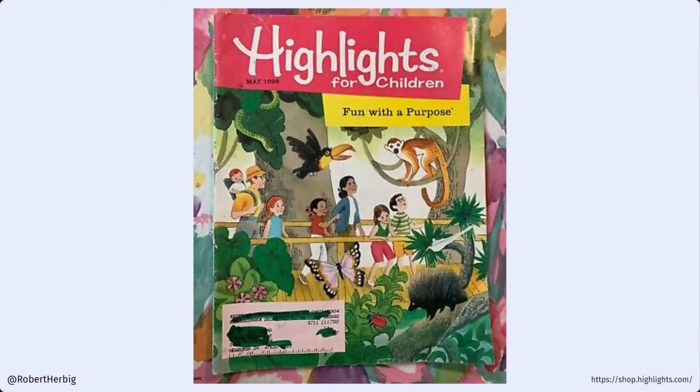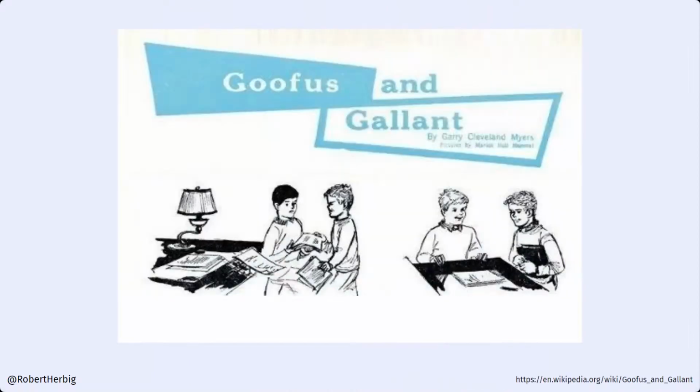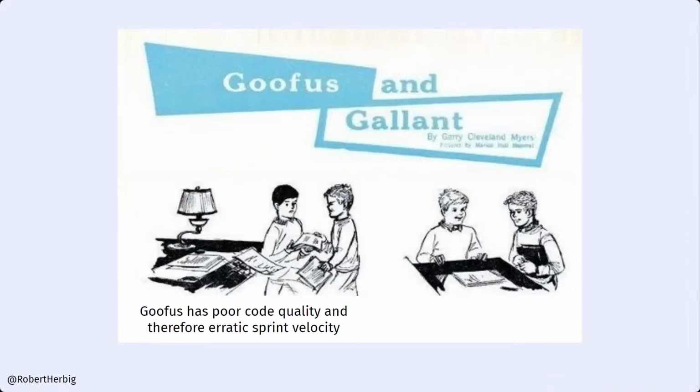And there's one specific part of Highlights for Children that really resonated with me, and it was Goofus and Gallant. Now, if you're not familiar with this, Goofus and Gallant in each magazine would present some situation. Goofus always did it the wrong way, whether it's taking a shortcut or being mean to someone or just being sloppy or something like that. But Gallant did things the right way. And in software development, Team Goofus has poor code quality and erratic sprint velocity. So that manifests itself with something like this.